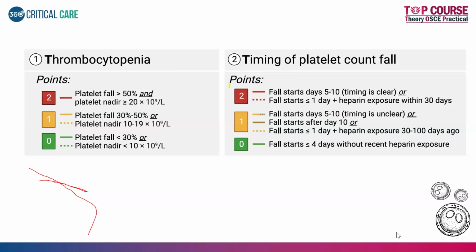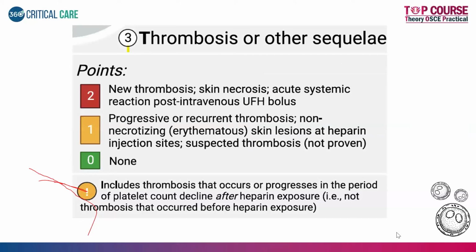Okay, or any other cause of hematological diseases. The next point is if the platelet fall is less than 5 to 10 days, okay, or else it's after 10 days, or it is between 30 to 100 days of exposure, then the patient gets a score of 1. If at all it is less than 4 days, definitely it is unlikely to be HITT. Remember, 5 to 10 days or less than 1 day with the prior exposure to heparin within 30 days is 2 points. Okay.